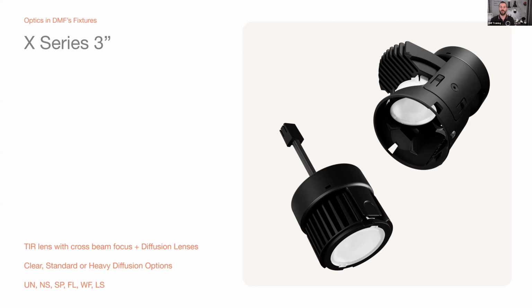Typically in optics, as you go to a tighter beam spread, you generally need a longer and larger optic to do so. So that is where that comes into play, and how we are able to get down to that single 10-degree option. I've been showing you so far the downlights in the family.